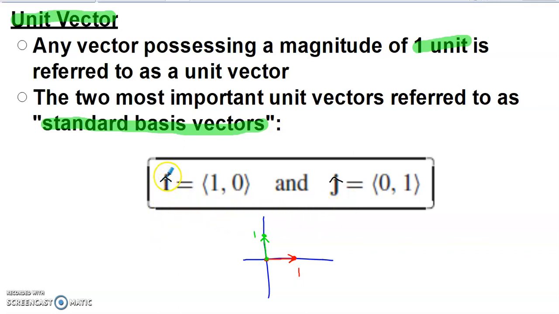You might notice this little hat symbol that I've placed on each of those. When we see that symbol above a letter which names a vector, that symbol is specifically used to denote that that is in fact a unit vector. So you wouldn't use this symbol on a vector in general unless you're 100% certain that it's a unit vector. Vector i and vector j are defined to be unit vectors, as we see on the screen right here.